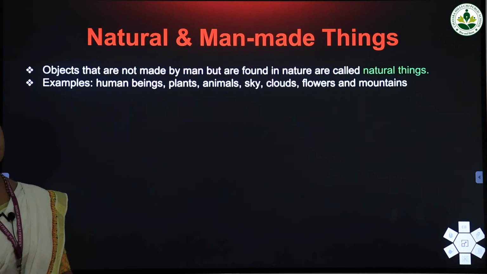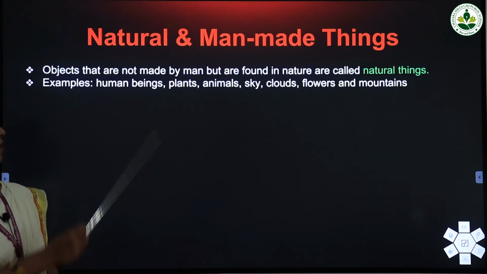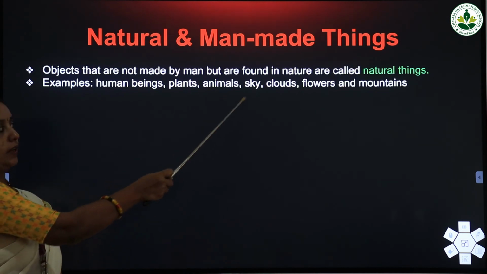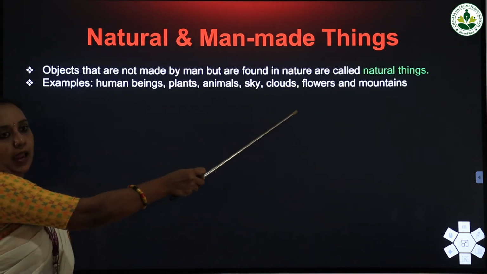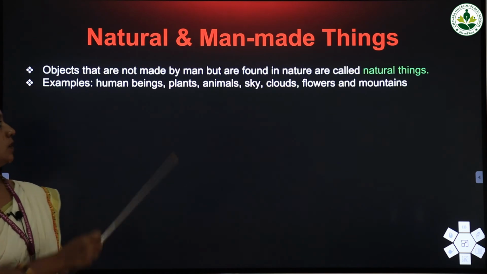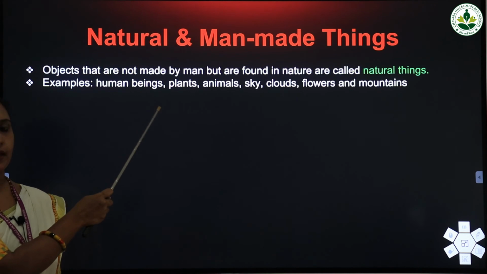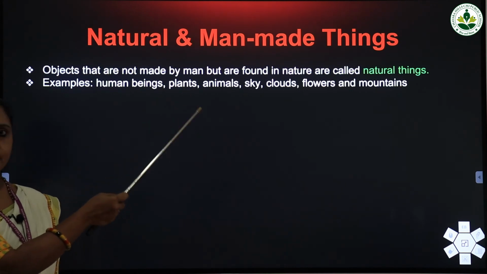Now what are the different examples for natural things? All human beings, plants, animals, sky, clouds, flowers and mountains. So I repeat, human beings, that is we, all the men or all the women, all the children.